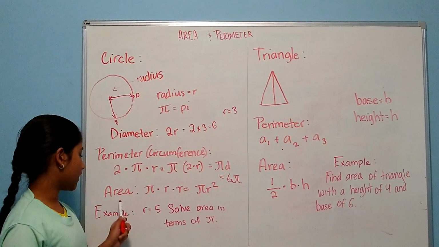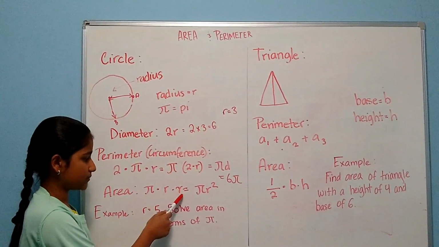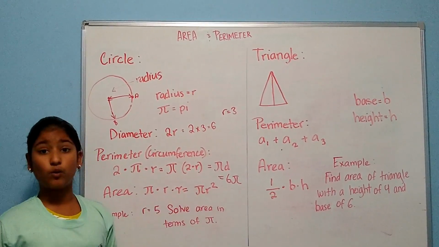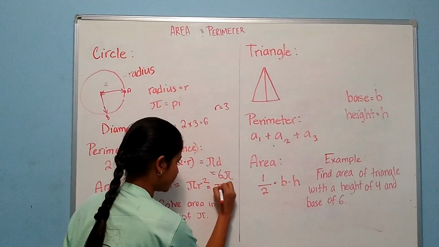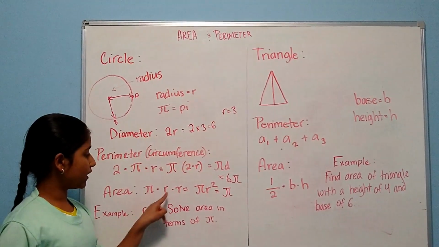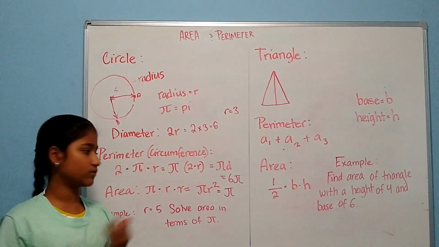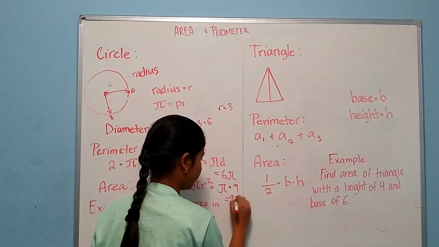Now let's learn about the area. Now the area is basically pi times r times r, which is equal to pi times r squared. Now once again, if r were 3, we know that pi stays the same. And we know that r times r, and r is 3, so 3 times 3 is 9. So it's pi times 9, which is 9 pi.